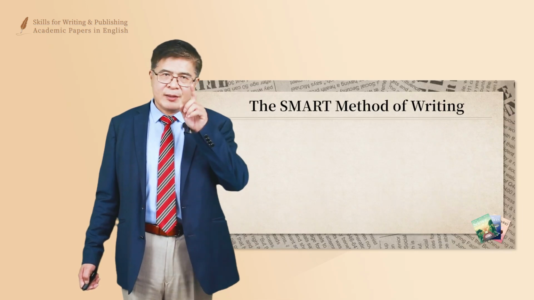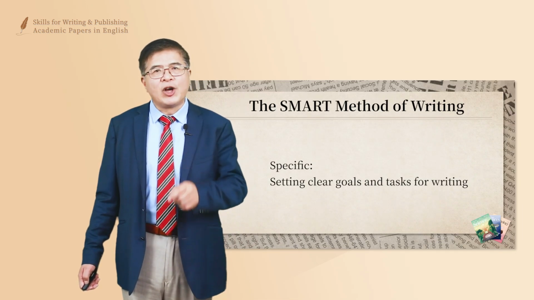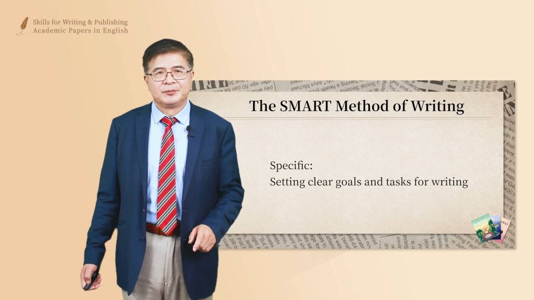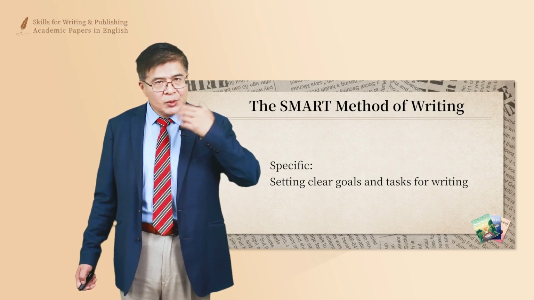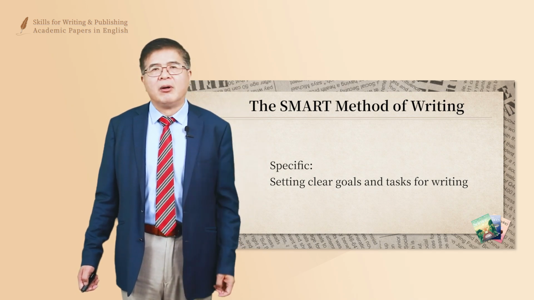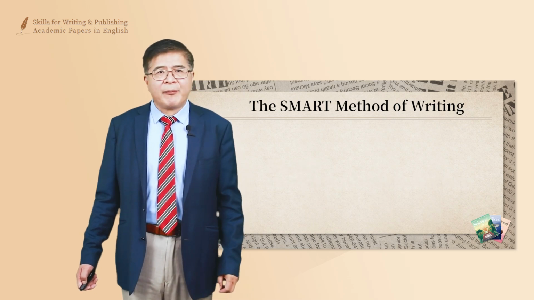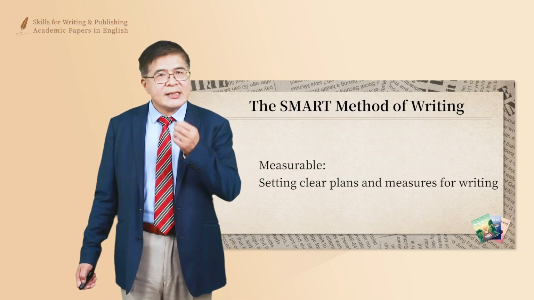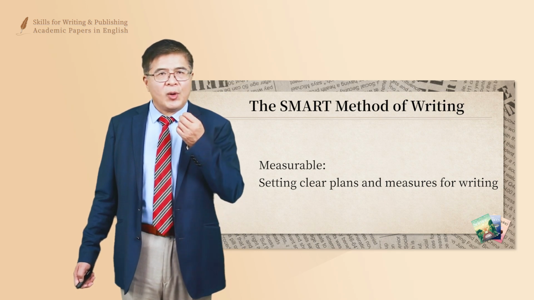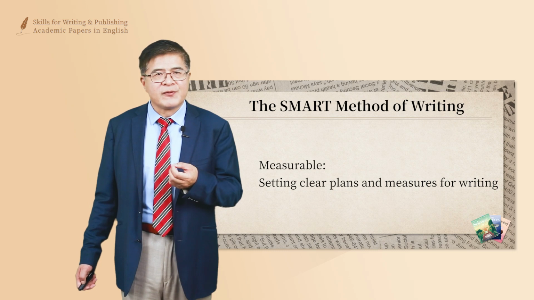First of all, be specific. That means set up clear goals and a clear writing task. Okay, so you would have something clearly defined for the writing. Second, measurable. That means you need to have clear plans and measures for the writing.